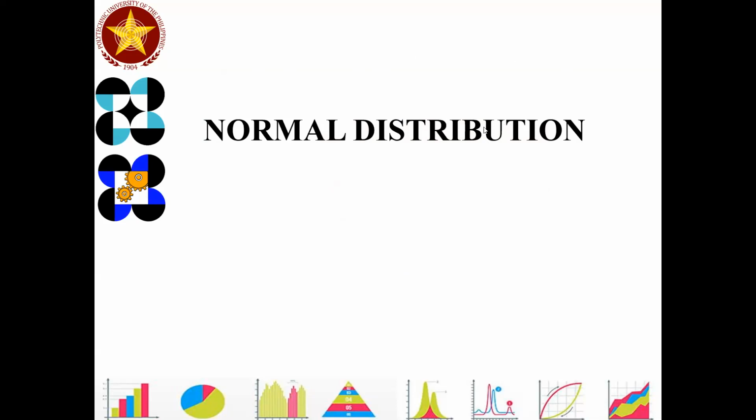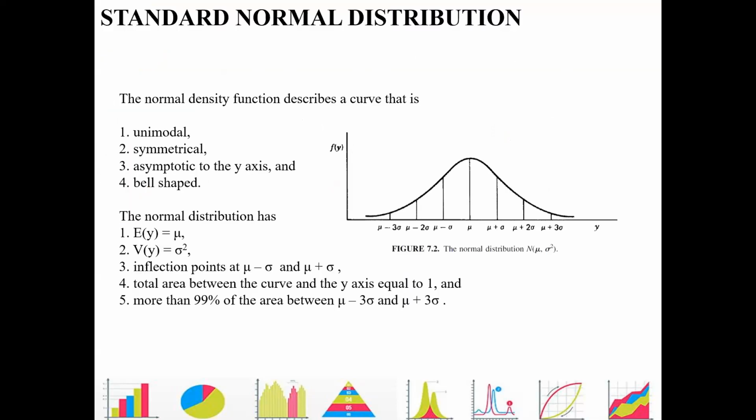So our last topic for this SEM is the normal distribution. Start na ako. So the normal distribution is described as the function of a curve that is unimodal, symmetrical, asymptotic to the y-axis and bell-shaped. Ano ba yung mga yon?